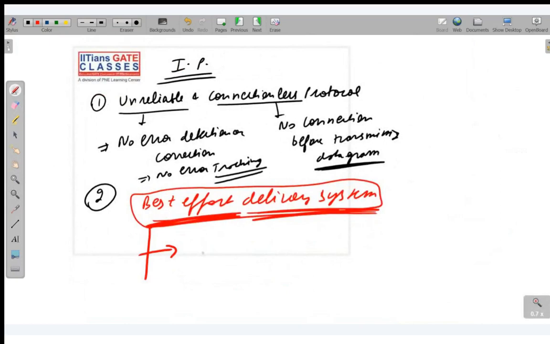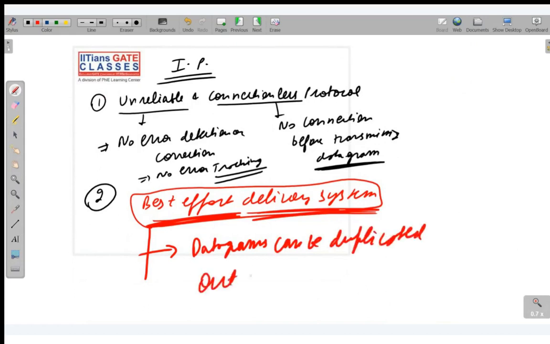They can be received at the receiver out of order. Anything can be done. Datagrams can be duplicated, and they can be received out of order. Anything can happen, it hardly matters. So these are the two important points for IP. Take a snapshot, I will jump to the next slide.